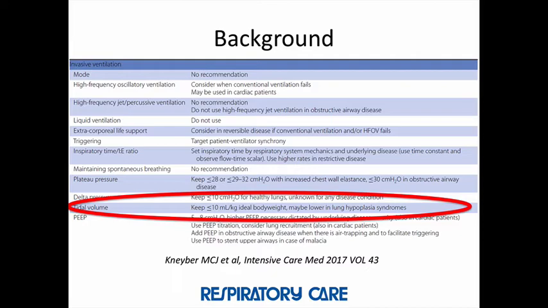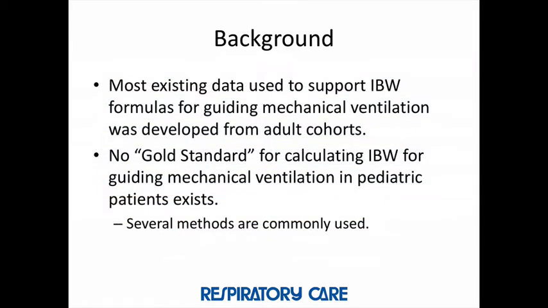However, most existing data used to support ideal body weight formulas used to guide mechanical ventilation were developed from adult cohorts, not pediatric cohorts. And indeed, no gold standard method for calculating ideal body weight exists for any age, but particularly pediatric patients. But several methods are commonly used. And this is what led the authors down the road to investigate the study they report here.